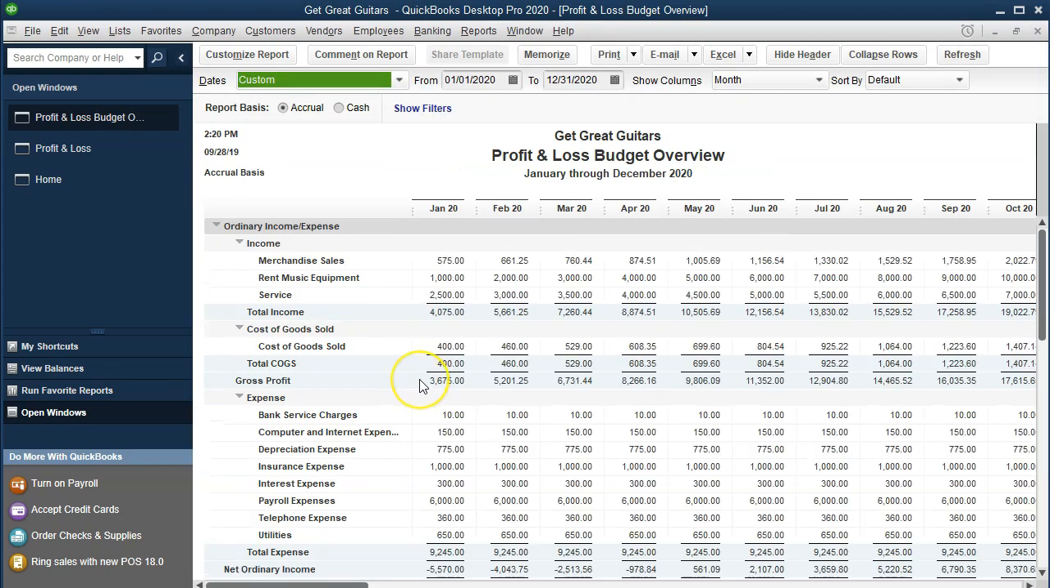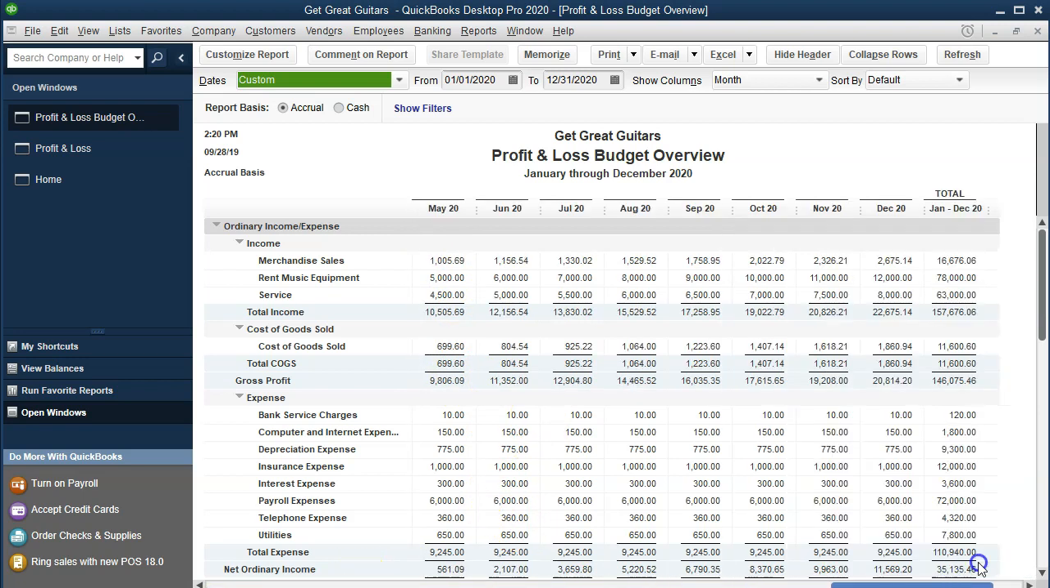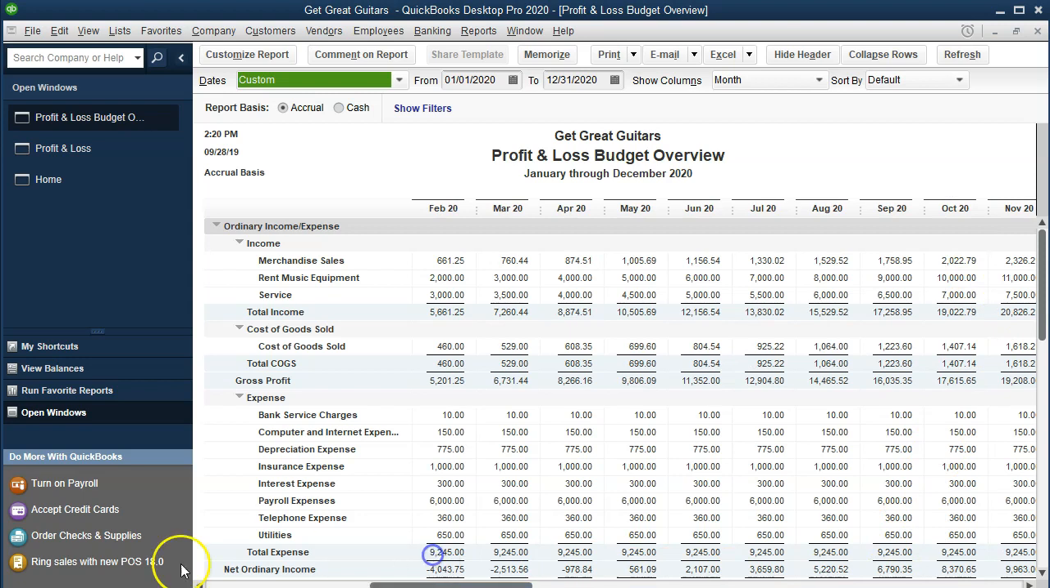And so there's going to be our profit and loss budget overview. So it breaks this information out by month. So we see each month here. And then if we were to scroll all the way to the right, we're going to get the total for the year. So here's our total at the year's end, and it's going to be broken out in a monthly fashion.